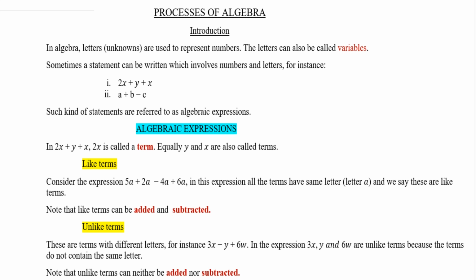Today I want us to discuss processes of algebra. In algebra, we use letters to represent numbers. These letters we call them unknowns, or they can also be called variables.